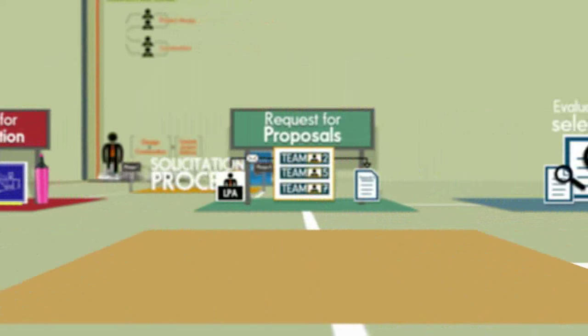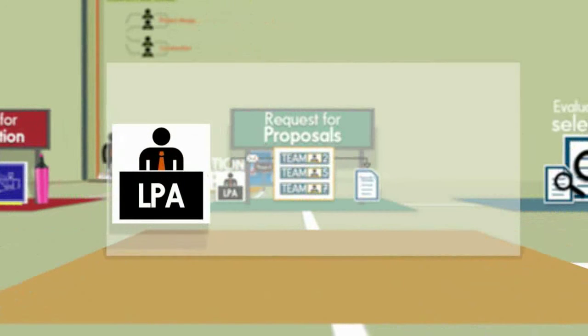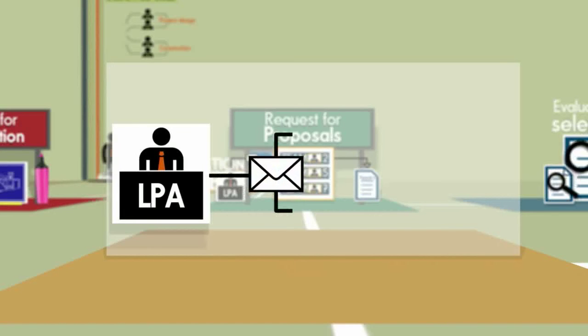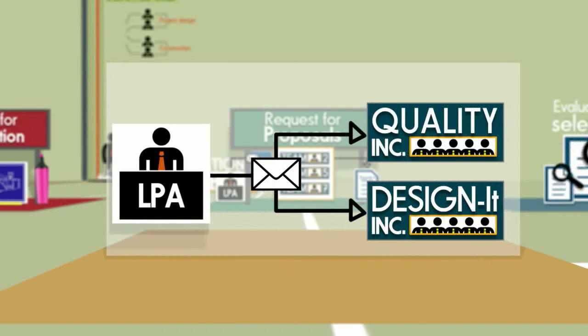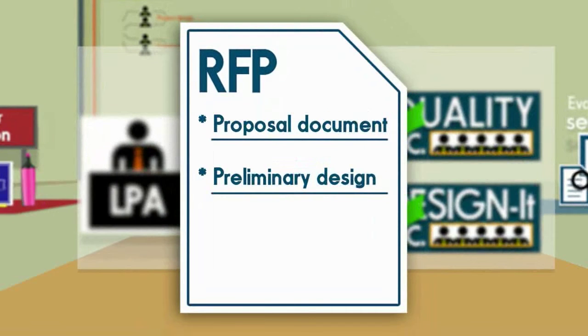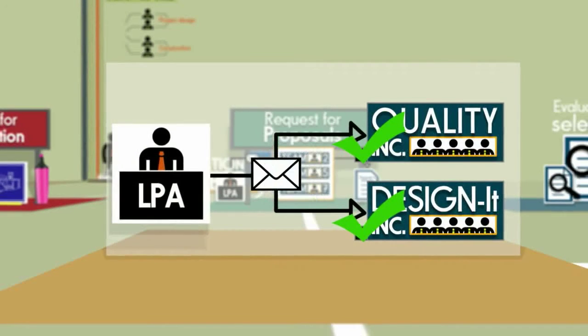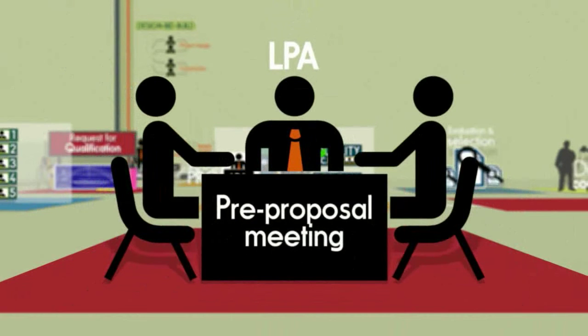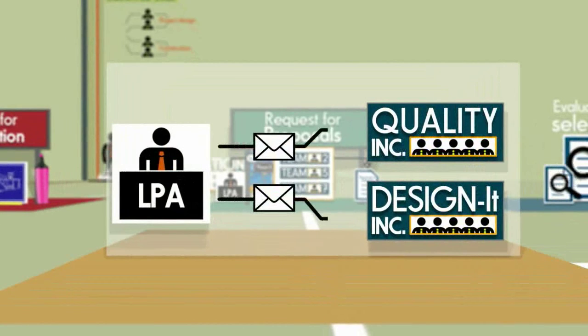During Phase 2 of the design-build solicitation process, Hometown LPA prepares and issues a request for proposal, or RFP, that goes to the list of eligible teams, in our case, Quality and Design It. The request package includes the proposal document and the preliminary design. The two eligible teams are invited to a pre-proposal meeting to discuss the project and may also conduct a field visit to the project site. Hometown LPA follows the communication rules as established in the RFP when responding to specific questions from either team, and can revise the RFP package as needed to maintain consistency in the proposals.